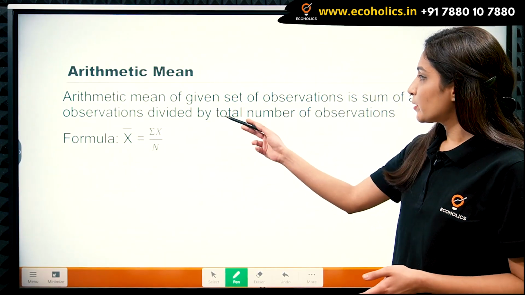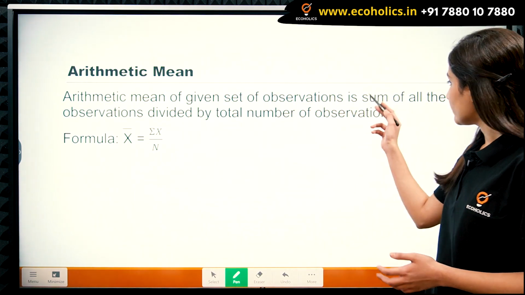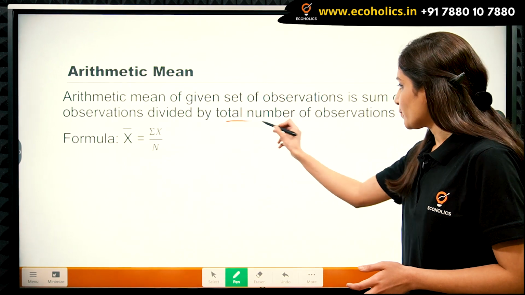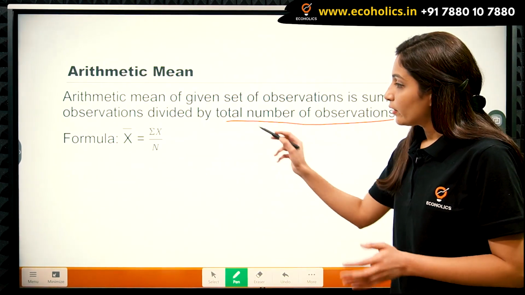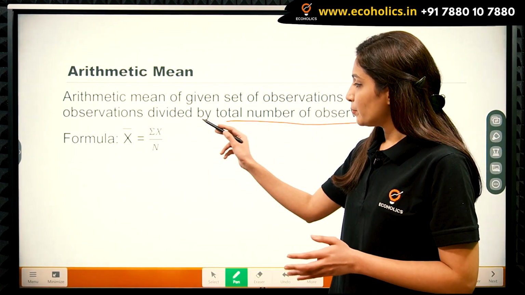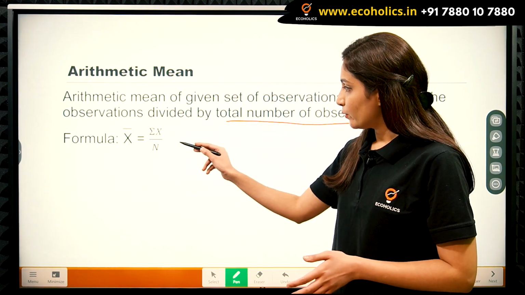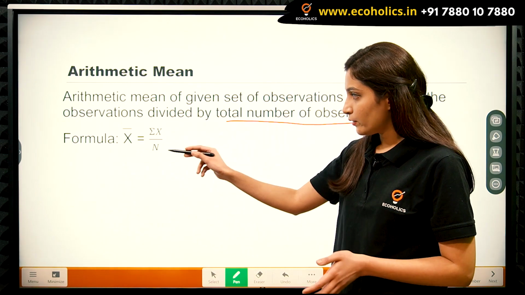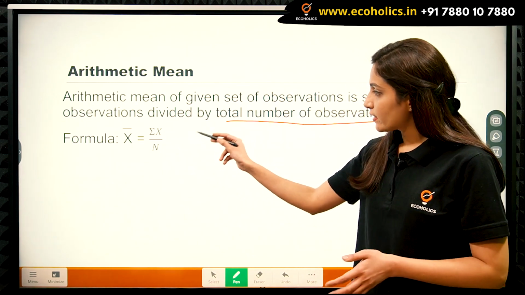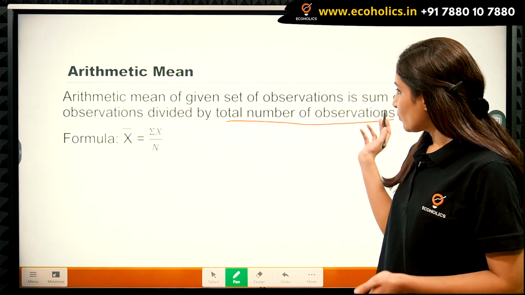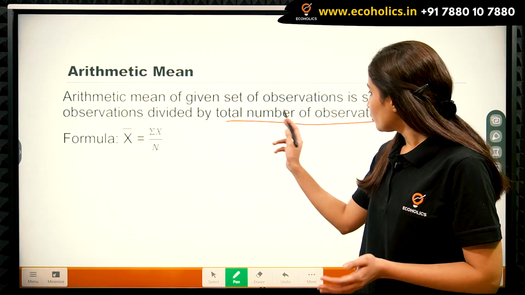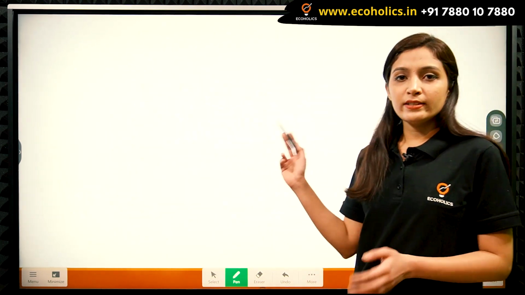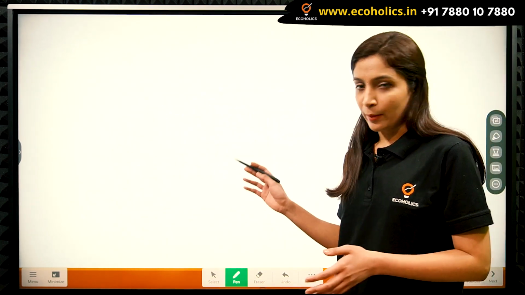So, arithmetic mean of a given set of observations is the sum of all the observations divided by the total number of observations. The formula for calculating arithmetic mean is x bar is equal to summation x by n, where x bar stands for arithmetic mean, summation x stands for sum of all the observations and n stands for total number of observations. Now, let's understand this concept with the help of an example.